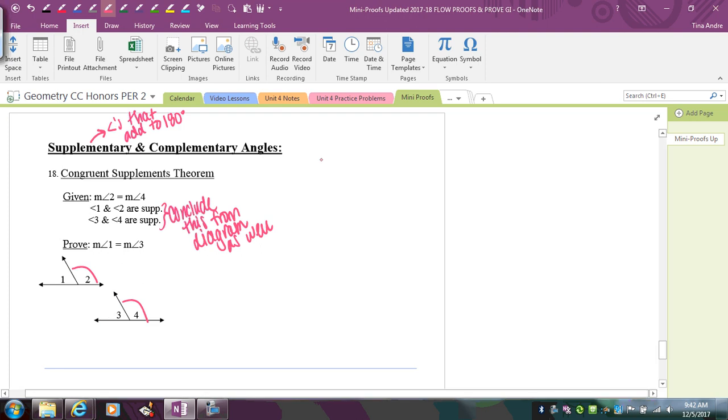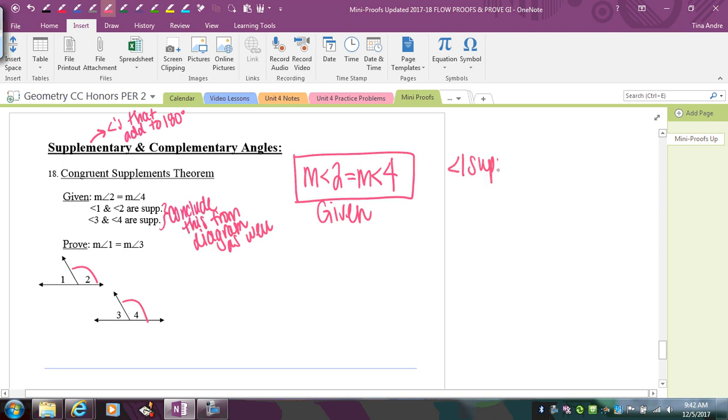It's just a matter of how you write it up for the general case, meaning for any number. I'm going to write my givens down. The measure of angle 2 is equal to the measure of angle 4. Notice that I'm using equals instead of congruent because I have the M in front, which stands for measure. If you wanted to, you could switch it to congruent, but then you would drop the M. And then I have 1 is supplementary to angle 2, and 3 is supplementary to angle 4. I group those together since it's basically the same given.